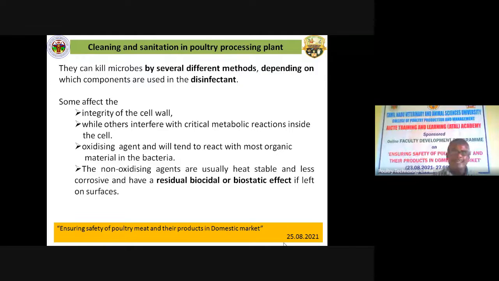Some of the disinfectants act as an oxidizing agent, that is, they induce oxidation. Once it gets induced, the free radical reaction starts within the bacterial cell, which ensures killing of bacteria. On some occasions, the non-oxidizing agents can also be used. They are highly heat stable and less corrosive, and they additionally have a residual biocidal or biostatic effect. That means if you apply today, you need not apply the disinfectant for another 3 or 4 days, because they produce a delayed effect. So some of the non-oxidizing agents have a delayed effect.